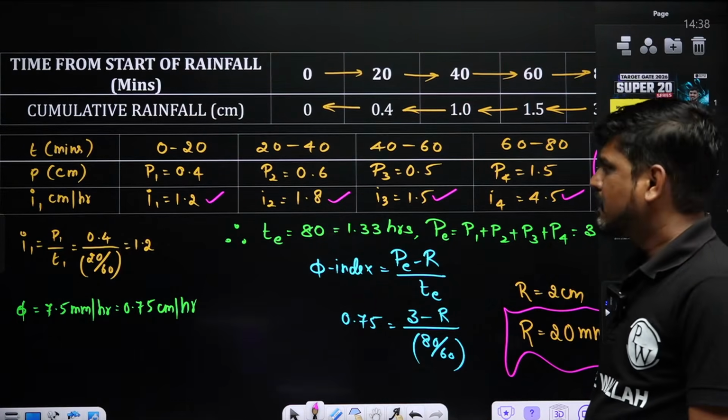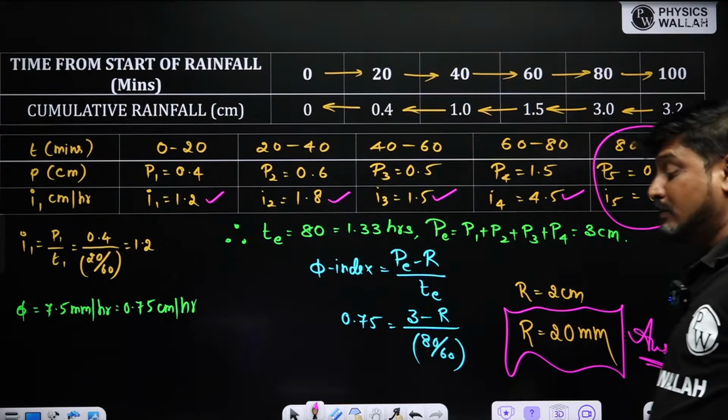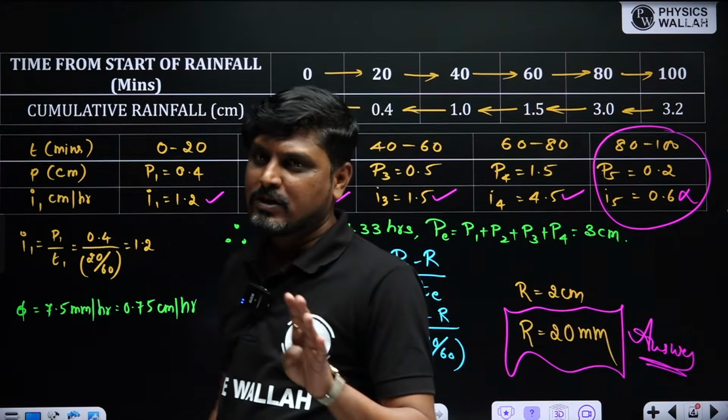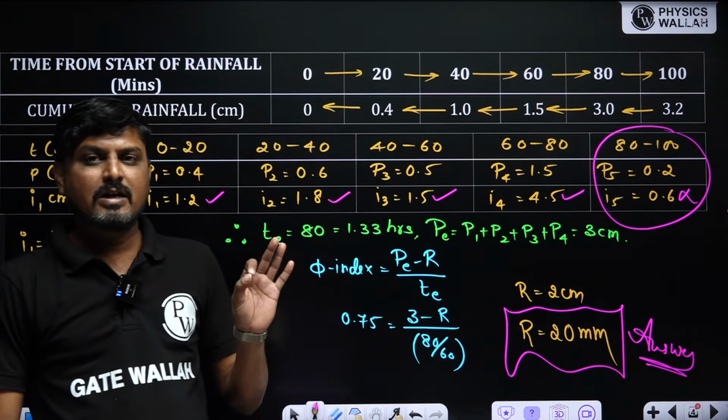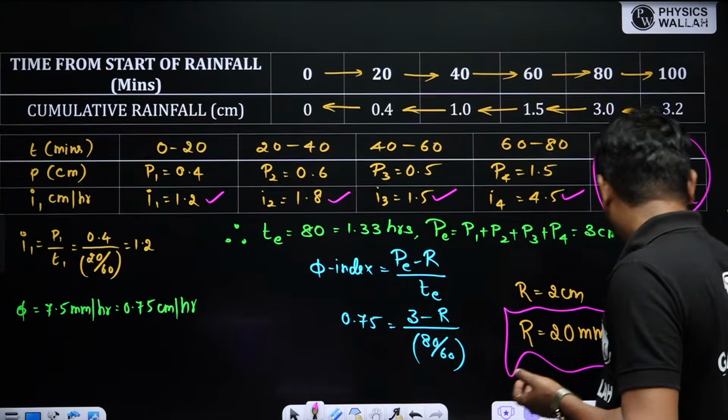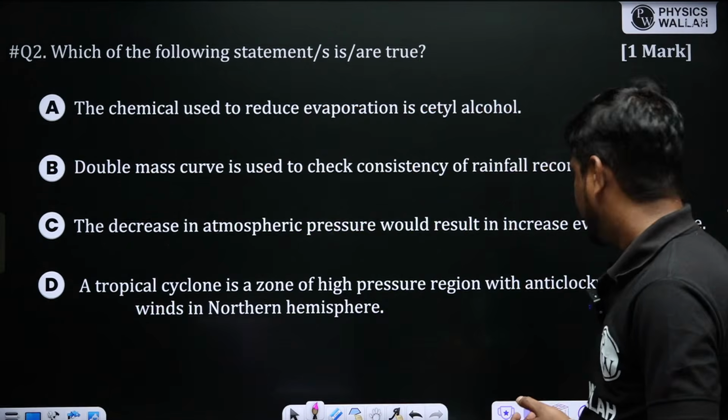20 mm, that is fine. Next question. So remember, I have given all the variety of questions: MSQ questions, MCQ questions, as well as NAT questions. So please be careful. Next question.